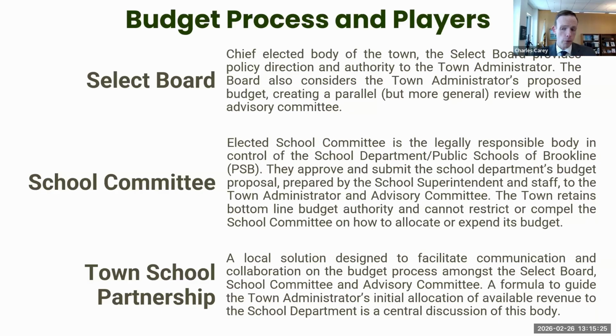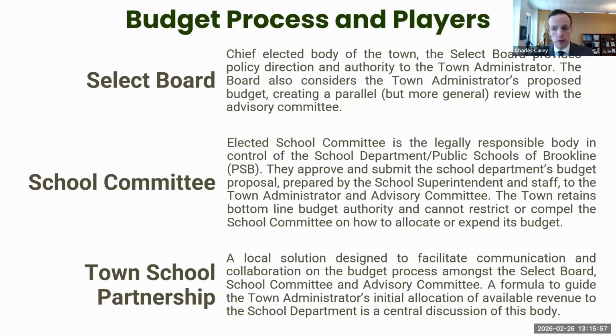So what Brookline did to avoid this is create this town school partnership that meets regularly. It has members from the select board, the school committee, and the advisory committee. It's their job to ensure that the processes by which we allocate money to the schools and the rest of the municipal departments is fair and reflects the community's needs. And so there aren't those tensions or fights on the floor of town meeting. People understand this is the money we have. This is the process that we use to split it between the schools and the rest of the town. And they have confidence that that's fair and equitable.